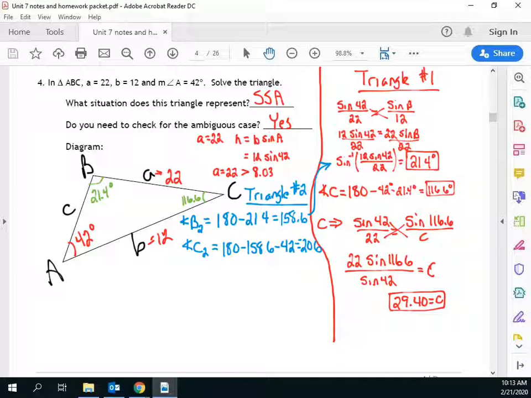Yes, Aiden. To make it easier, could you just draw another triangle? You can, yes. If you want to do that, it's fine. Sometimes there's not enough room, just because it can get a bit lengthy.